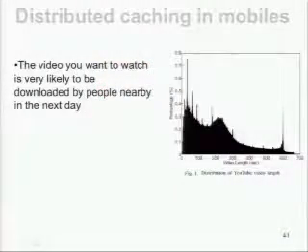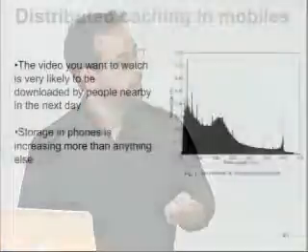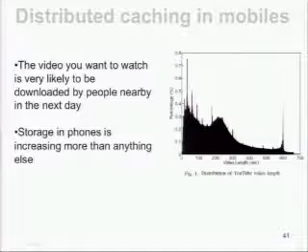Okay, what is the point of this slide? Basically, the video you want to watch is very likely to be downloaded by someone nearby in the near future or past. I claim this. This is not always true. Depends where you are, but in many cases it is true. This is one of those plots that shows 10% of the content is responsible for 90% of the traffic on YouTube and everywhere else.